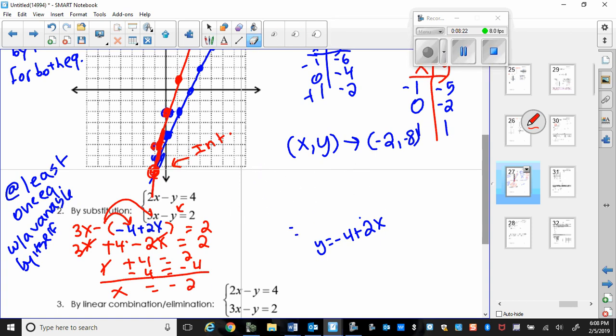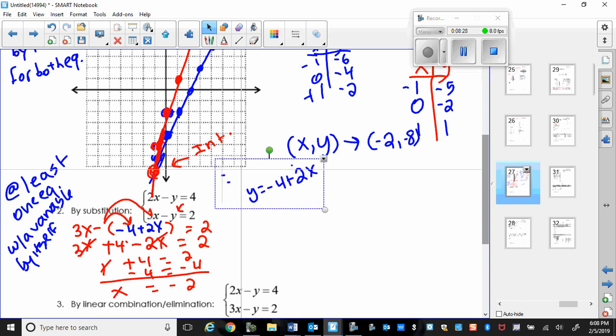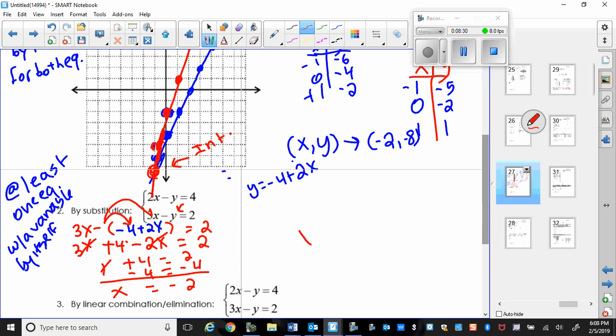Well, I know that y equals -4 plus 2x's, right? So I'm just going to drag that on up here and go with it, right? So y equals -4 plus 2 times -2. This equals -4 minus 4. This equals -8. So my answer here, x comma y, maps onto -2, -8.